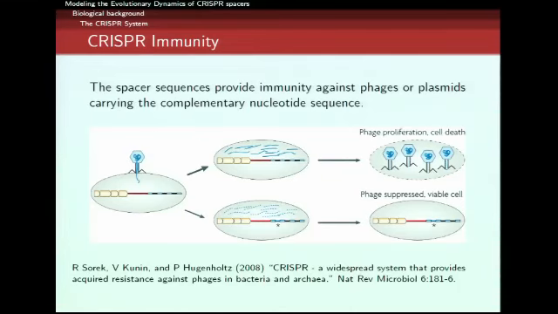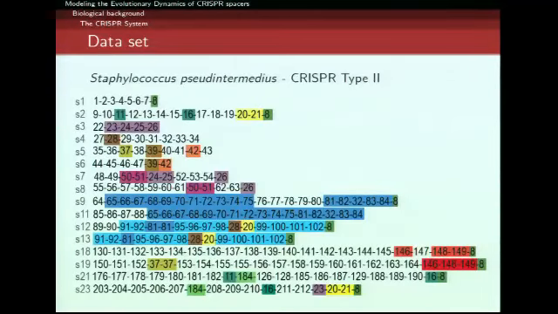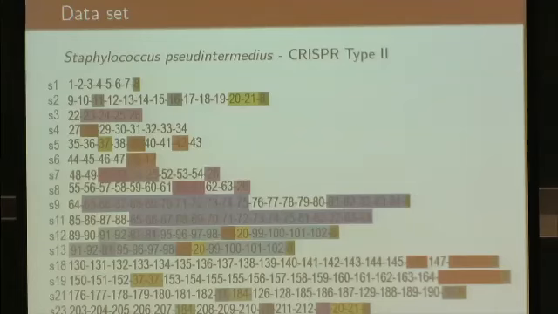And we want to model the insertion and deletion rates of these CRISPR spacers in a phylogenetic framework. Just to give you an idea how the data looks: the numbers are different spacers, and I colored the numbers if they occur multiple times, and the lines are different strains. We sequenced Staphylococcus pseudintermedius, which is of CRISPR type 2. And you see that, for example, some strains share whole stretches of spacers, and some have largely unique spacers.